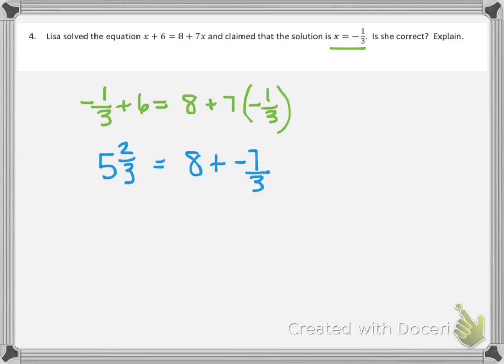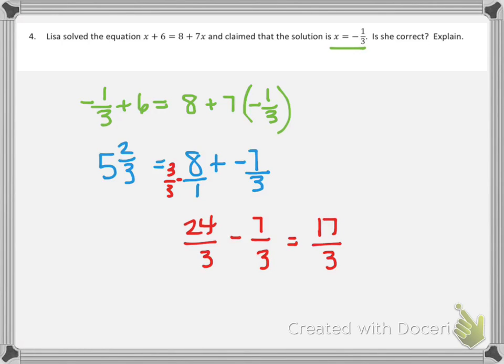And then in order to add here, I'm going to change this 8 into thirds. So this is 8 over 1. I want to make it thirds, so I'm going to multiply by 3 over 3, and that gives me 24 thirds minus 7 thirds, which is equal to 17 thirds.